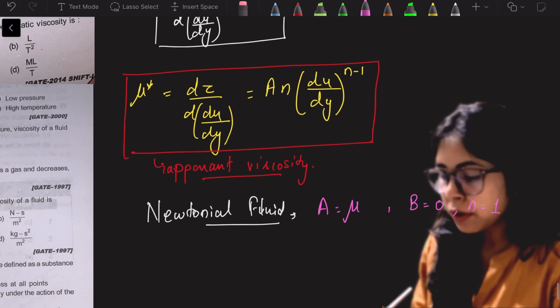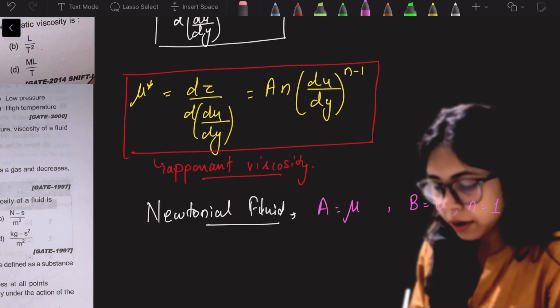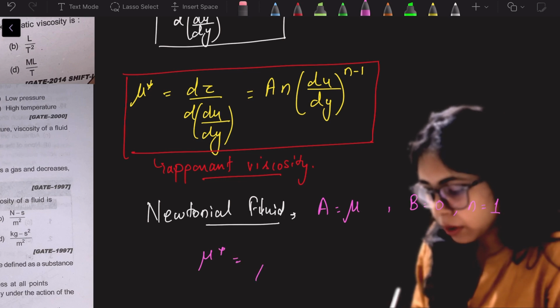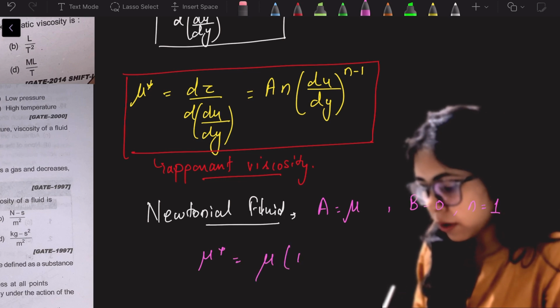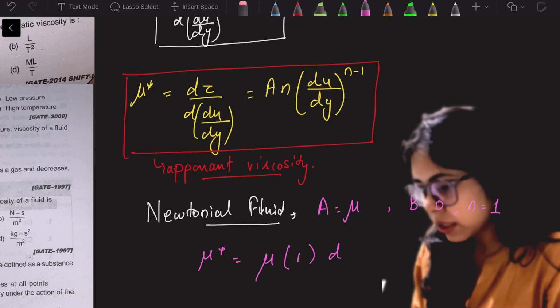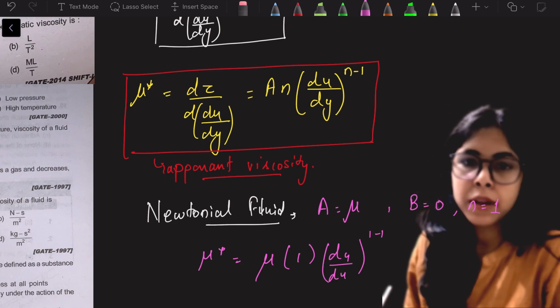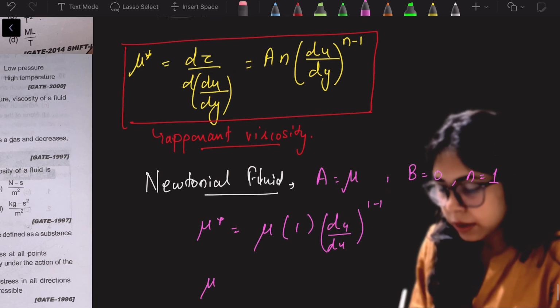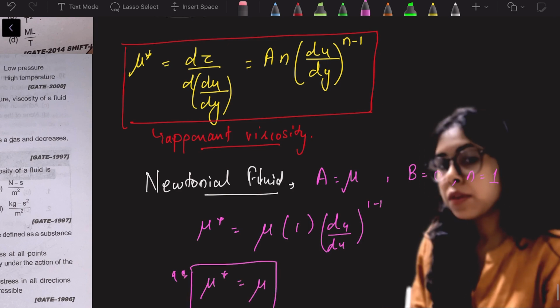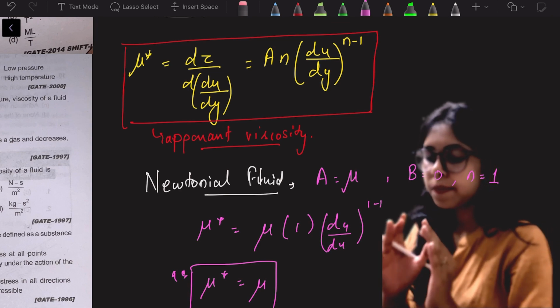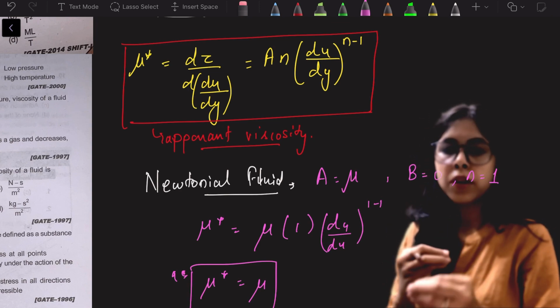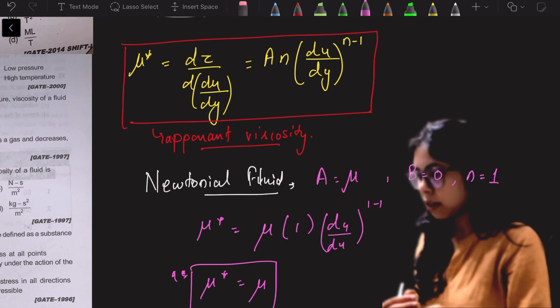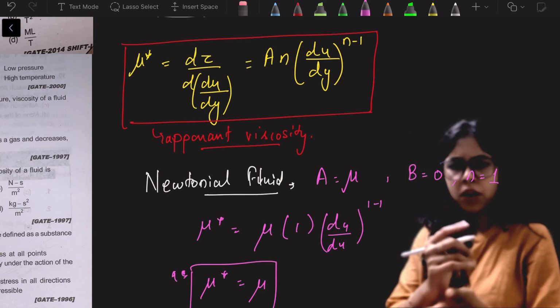How? If we put A is equal to mu and n is equal to 1 in the apparent viscosity, du over dy to the power n minus 1, that means 1 minus 1, becomes 0. So we get apparent viscosity equal to dynamic viscosity in case of Newtonian fluid. So this is the knowledge about Newtonian fluid. Let's go and see non-Newtonian fluid.